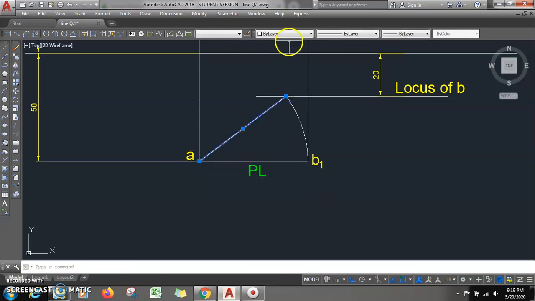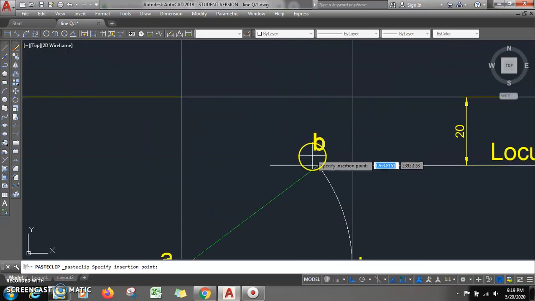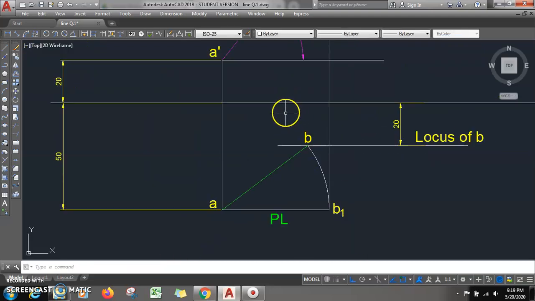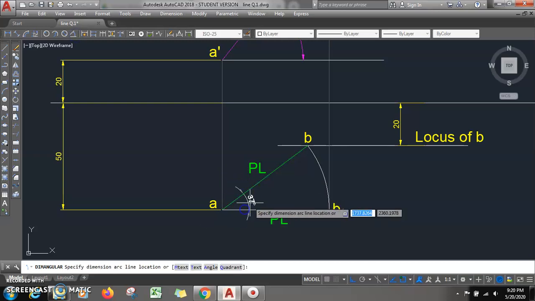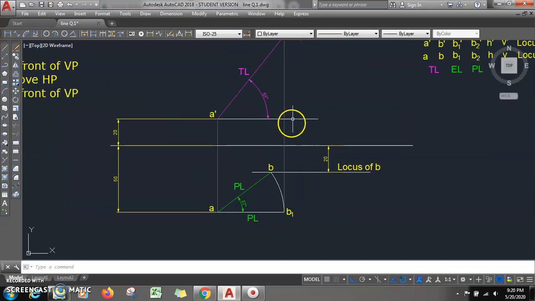You see, this length, this is the final projection. This point is small b. And this length is what? This length is the plan length, and the angle made by this will be beta. This angle is beta. Okay, so this we have.